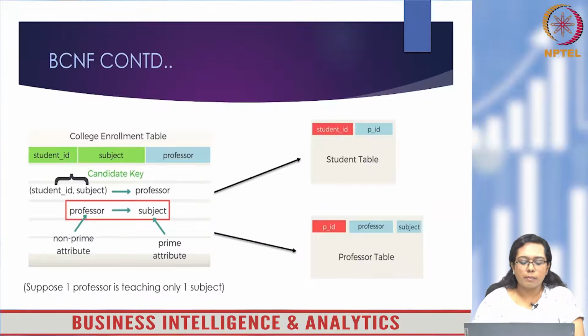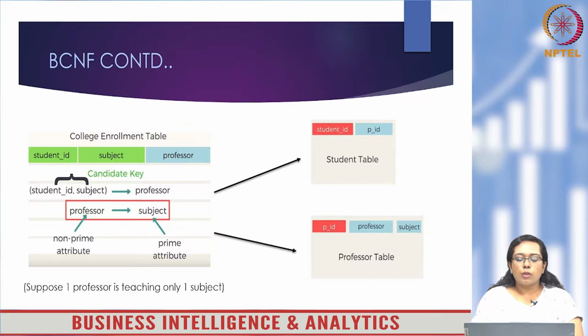So, let us take an example of this. Here we have a college enrollment table with 3 fields, which are student ID, subject and professor. What is the primary key here? It is student ID plus subject. Suppose in this example, I want you to assume that one professor is teaching only one subject. Let us say that Saji Mathew sir is teaching only business intelligence and analytics in this class.